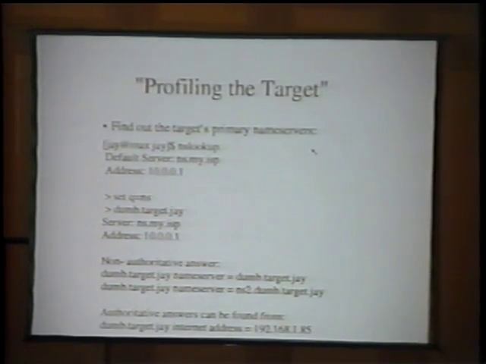We've got dumbtarget.j and ns2.dumbtarget.j. And so now we know which machines are the DNS servers. So we jot these down in our little form and say, okay, we know the DNS servers, let's find out what we can get out of them.